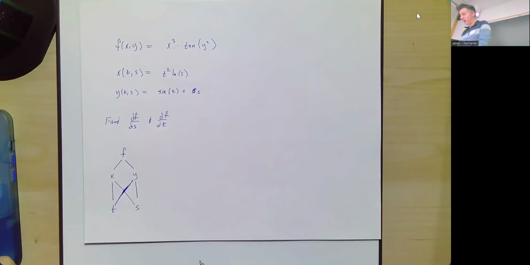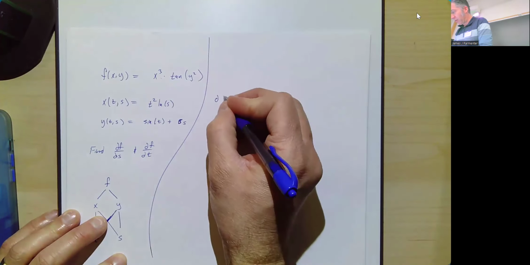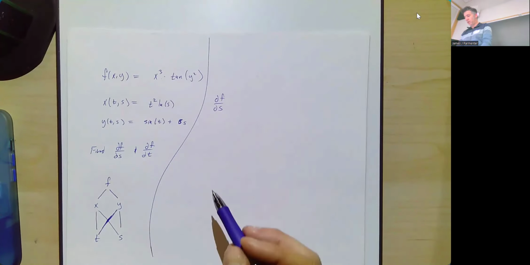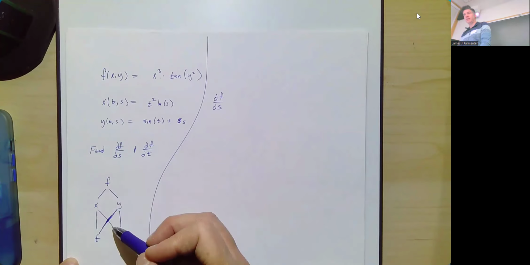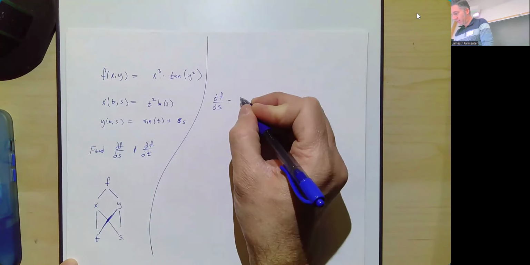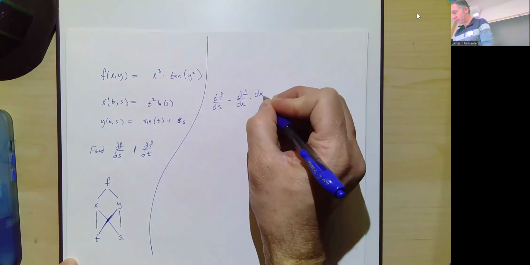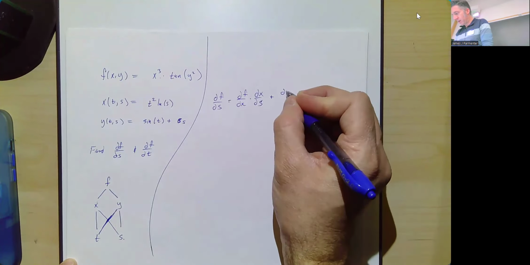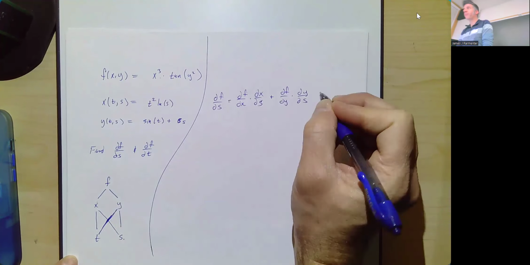So now if I want to find del f del s, I would write it out, meaning write out the whole thing just in terms of your derivatives. So it's going to be the path that gets you to s. So either through x and then to s, that's going to be del f del x times del x del s, or the path that goes through y, del f del y times del y del s.